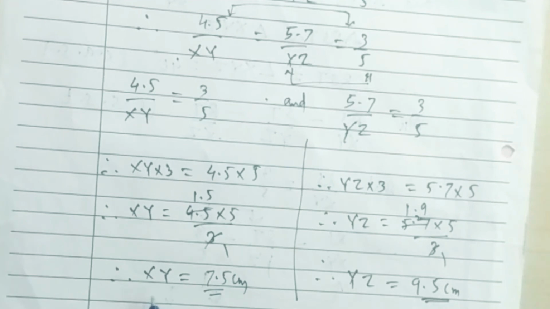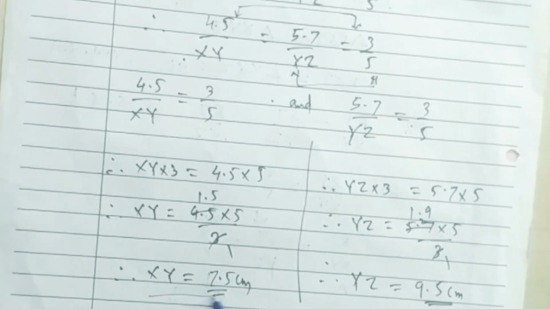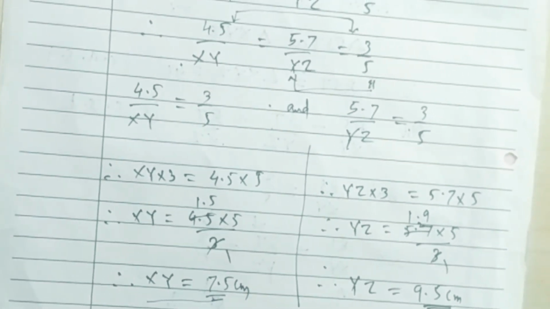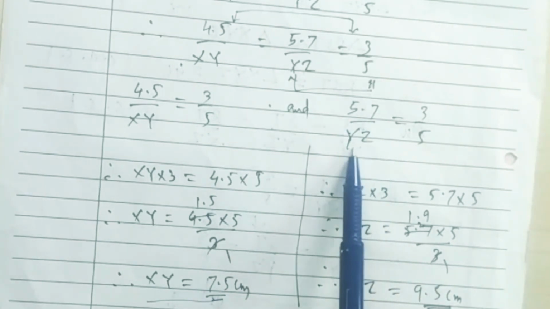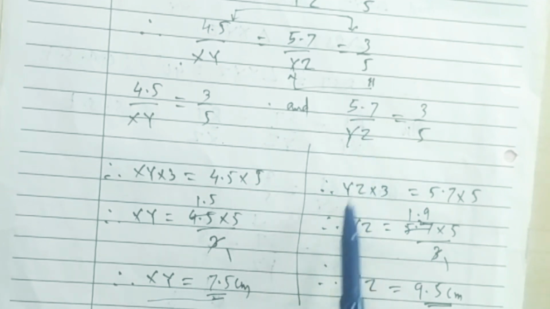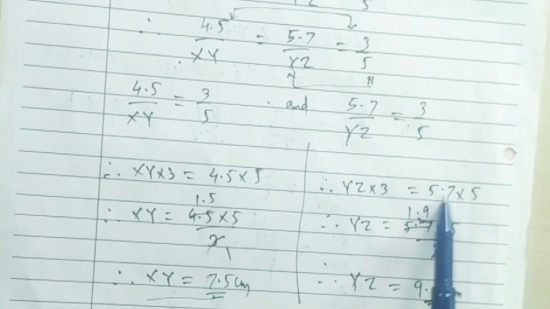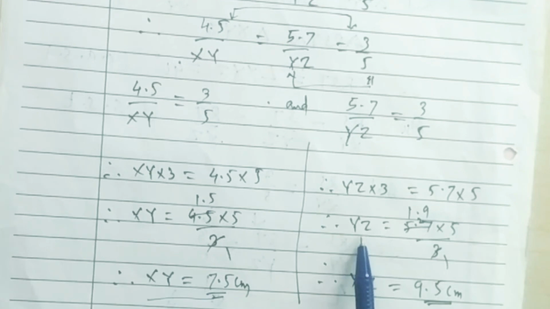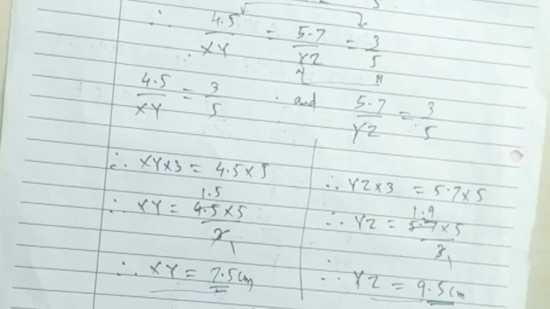1.5 into 5 is equal to 7.5, so XY is equal to 7.5 centimeter. Similarly, 5.7 upon YZ is equal to 3 upon 5. Cross multiply: YZ into 3 is equal to 5.7 into 5. Therefore, YZ is equal to 5.7 into 5 upon 3. 3 1s are 3, 3 9s are 27. So YZ is equal to 1.9 into 5, which is 9.5 centimeter.